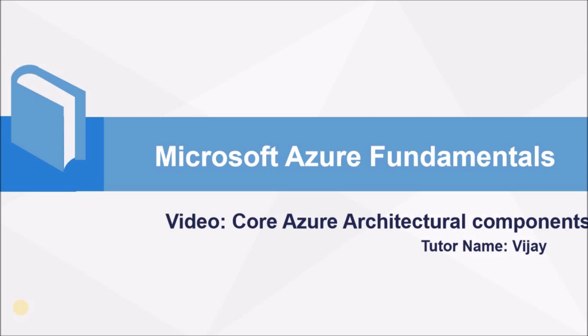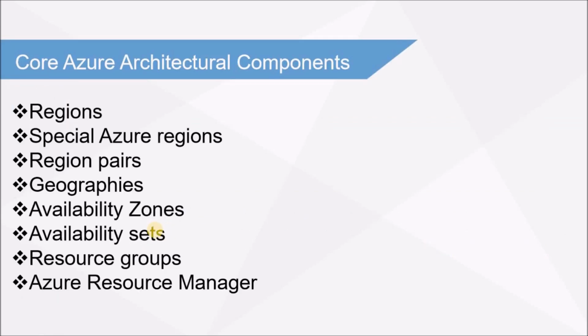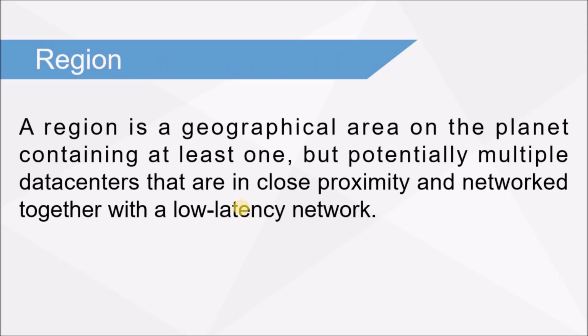So in this video we are going to see about the core architecture components available in Azure. So let's come to the topics that we are going to discuss today. These are the core Azure architecture components. The first one we are going to discuss is the region, and after that we have special regions available in Azure that we are going to talk about, and we have region pairs and geographies, availability zones, availability sets, resource group, and Azure Resource Manager. So these are the architecture components available in Azure.